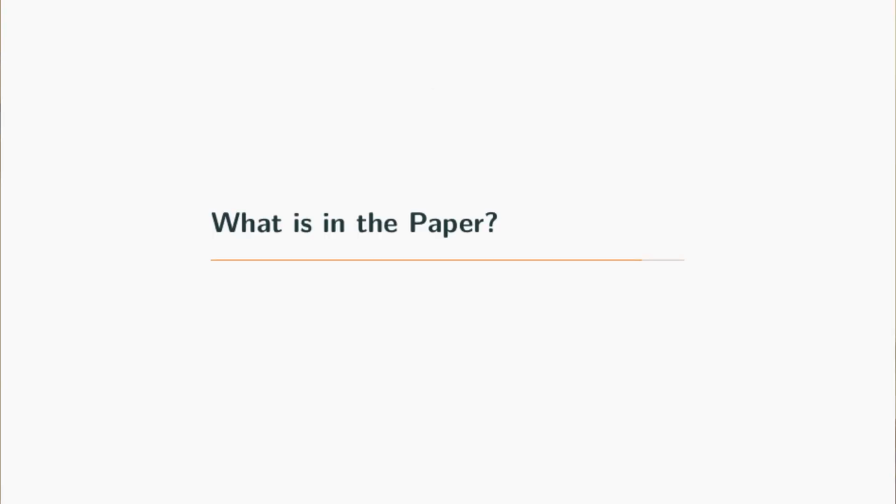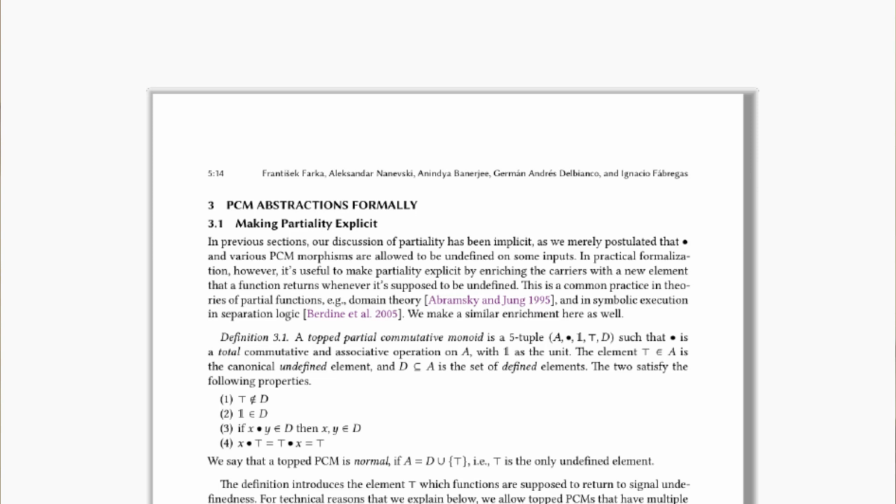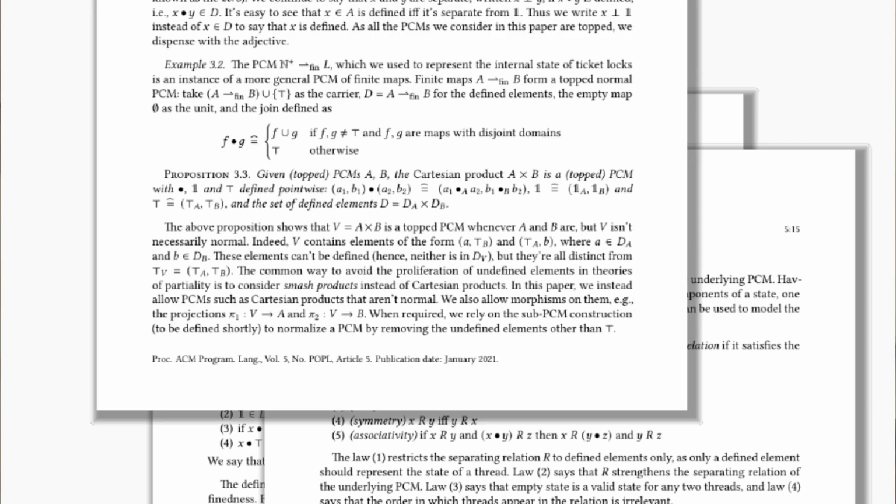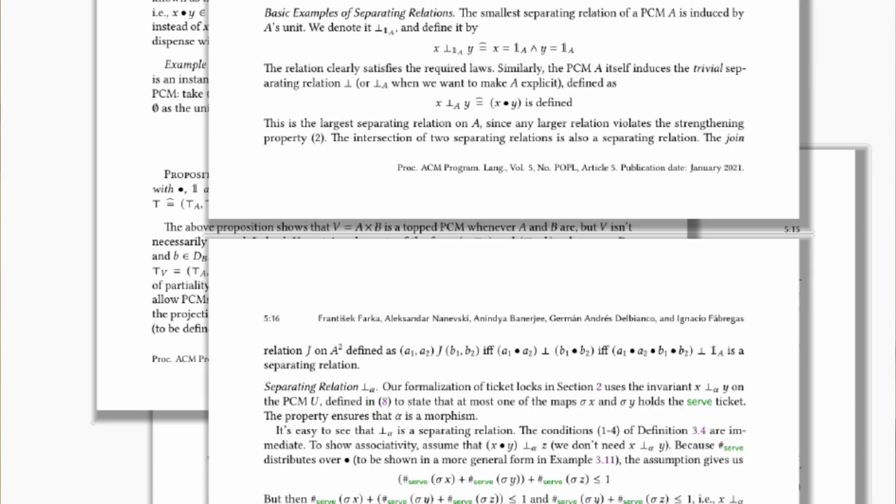And now for something completely different. What is in the paper? There are formal definitions starting with definition of partial commutative monoids. There are separating relations and there are algebraic constructions of PCMs and separating relations starting from simpler ones like Cartesian product of PCMs being a PCM and developing towards separating relation bottom alpha.